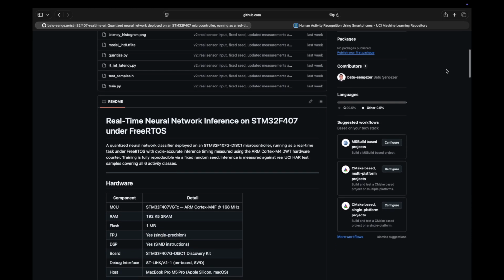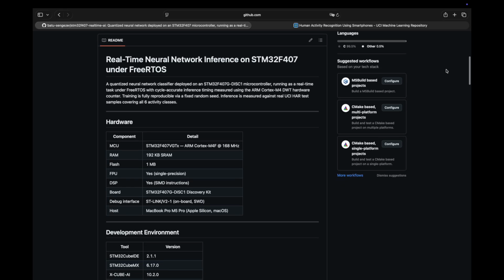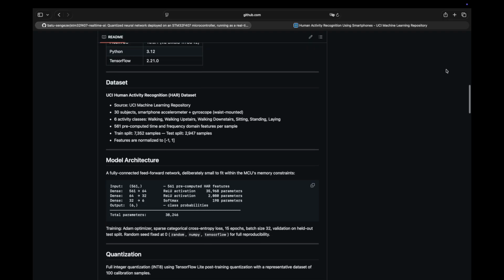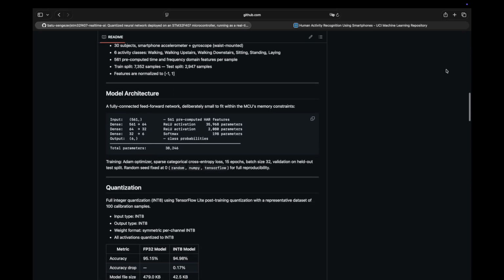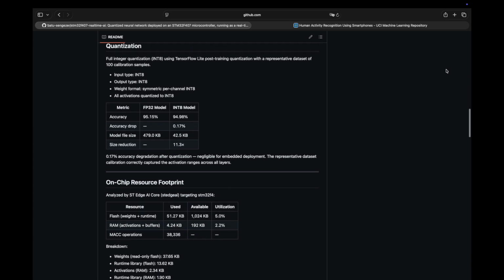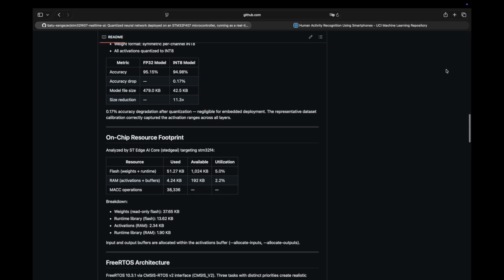this project. The project is divided into two sections. The first half of it runs on my laptop. I train a small neural network to recognize human activities from sensor data. Then I shrink it down using quantization so it can fit on the STM32 microcontroller. The second half of the project runs on the microcontroller itself.